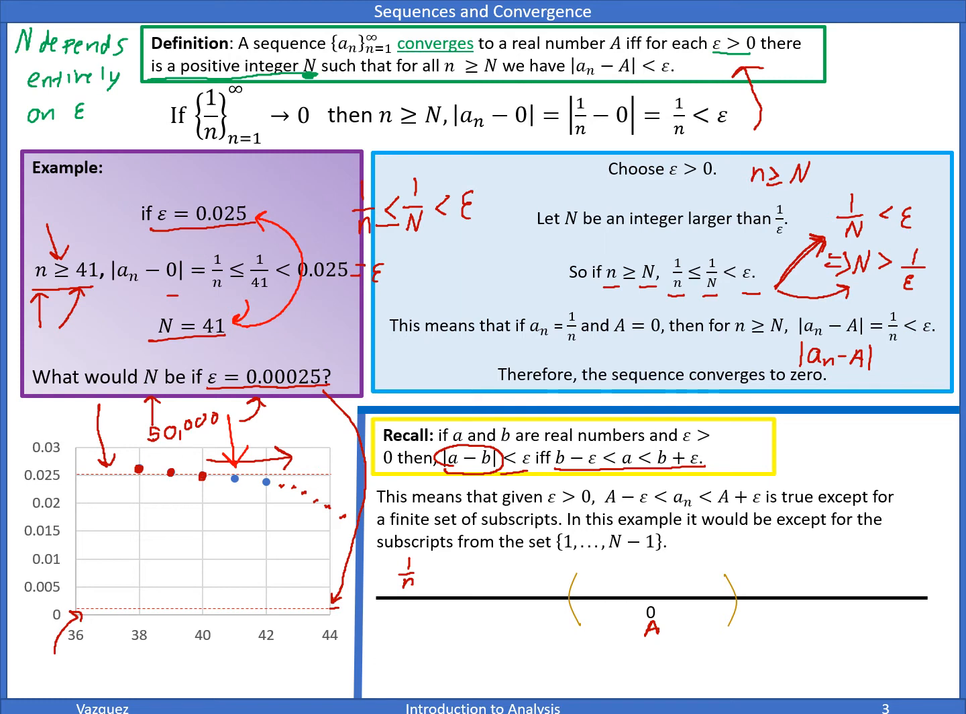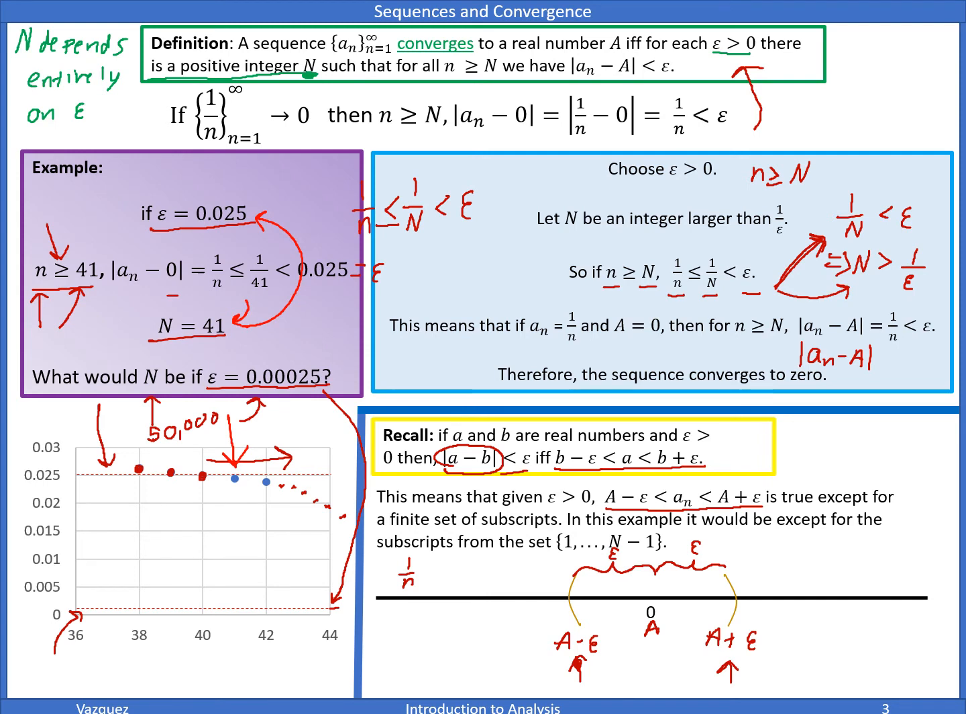This means that the terms of the sequence are within a minus epsilon, because we're going to call this distance right here epsilon, and then epsilon. So then this is a plus epsilon. So this means, as you can see right here, that all the terms of the sequence are within these bounds, a minus epsilon right here, and a plus epsilon right there. That's true, except for a finite set of subscripts.